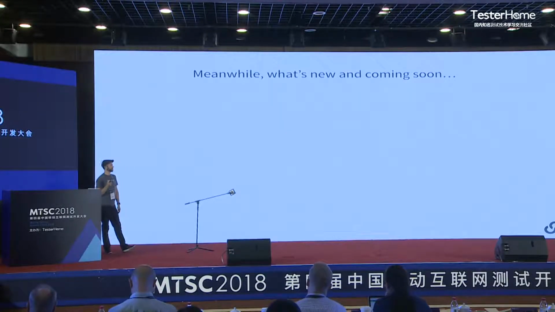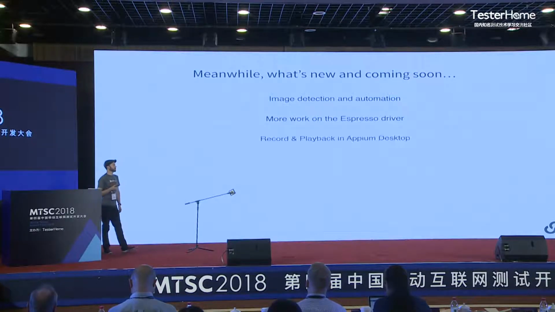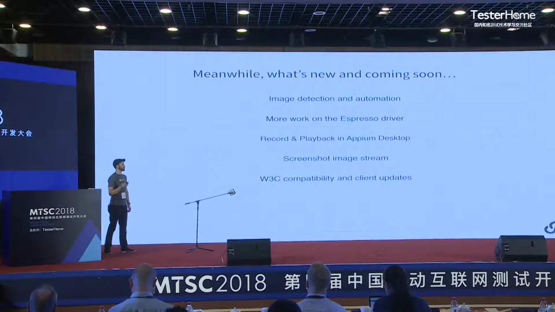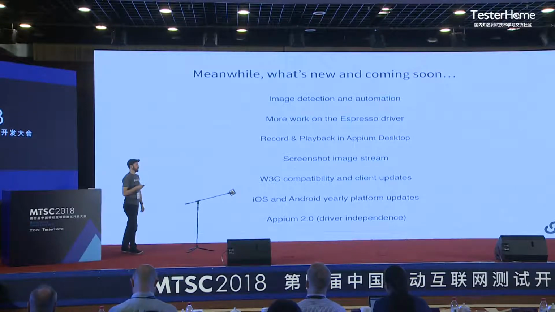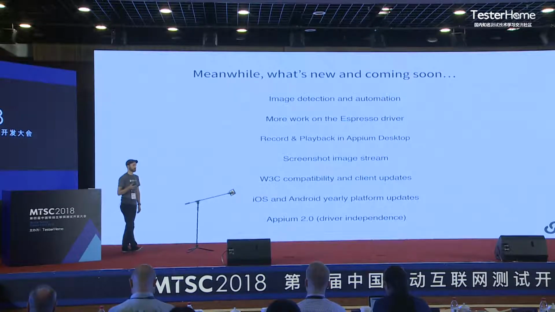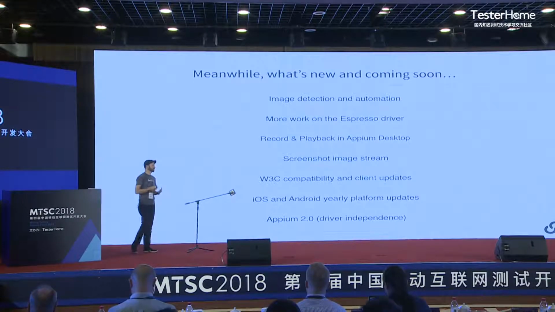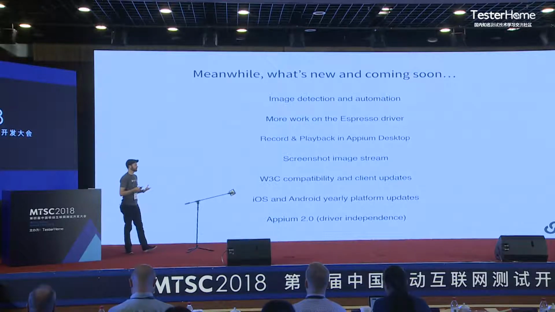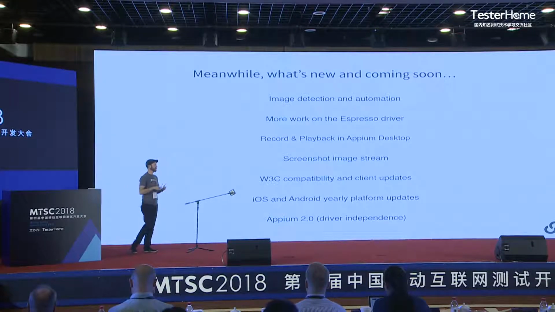And I'm running out of time because I'm trying not to speak too fast. So I'll just put up some of the features that have come recently in Appium and that we want to implement soon. There's a bunch of stuff around image recognition, very similar to what we heard about this morning. Espresso driver, improvements to Appium desktop, more WebDriver compatibility stuff, and of course, Google and Apple are going to keep releasing new mobile operating system versions, so we have to support those.